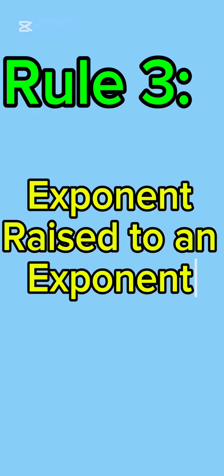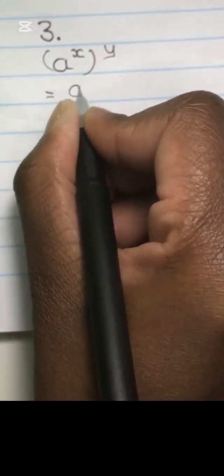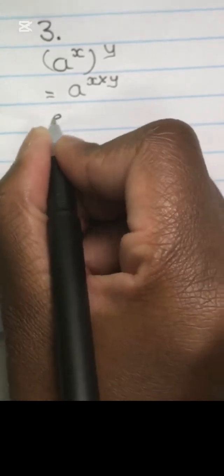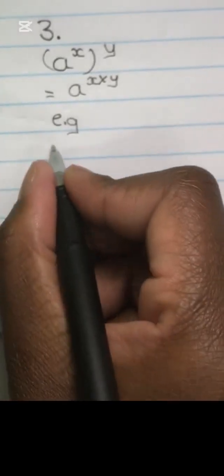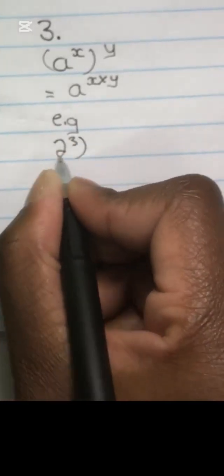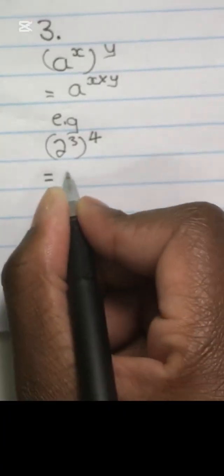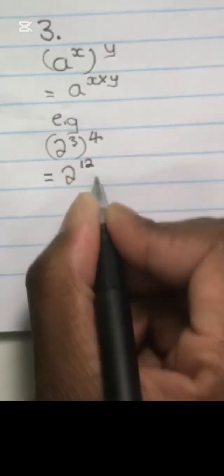Rule number 3, exponents that are raised to an exponent. For example, if you have a to the power x all raised to y, you keep the base a and you multiply the exponents. Looking at an example, if you get 2 to the power 3 all raised to the power 4, you keep your base, which is 2, and then you multiply 3 by 4 and you get 12.